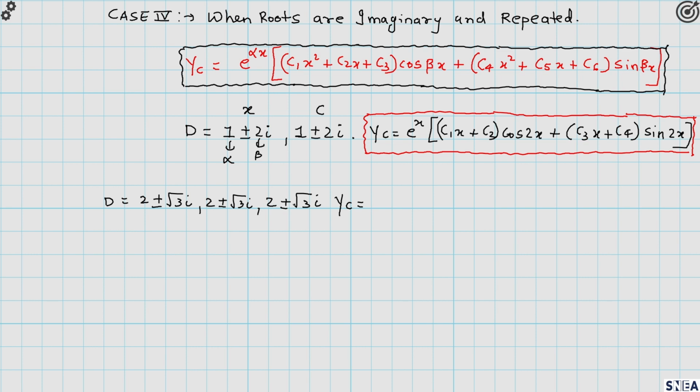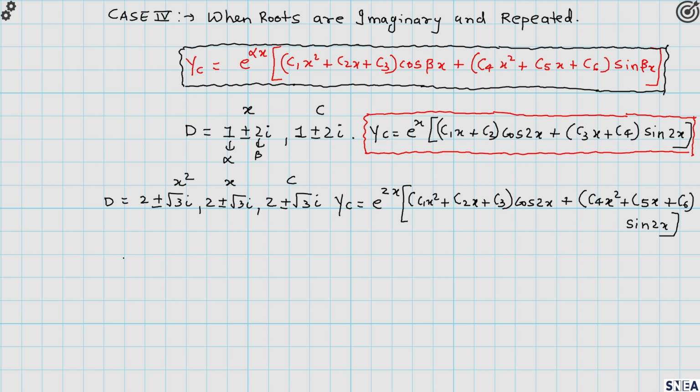सबसे पहले तो ये इमेजिनरी है, और वो रिपीट हो रहा है. So this will be constant, this will be x, this will be x square. So yc will be e raised to alpha x, alpha की value 2, e raised to 2x. सबसे पहला x square है, so write down for x square, c1 x square plus c2 x plus c3 cos 2x, c3 के बाद c4 x square, c4 के बाद c5 x plus c6 sin beta x, beta की value 2.